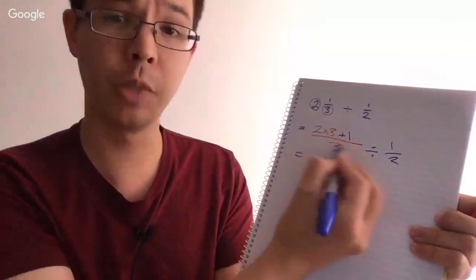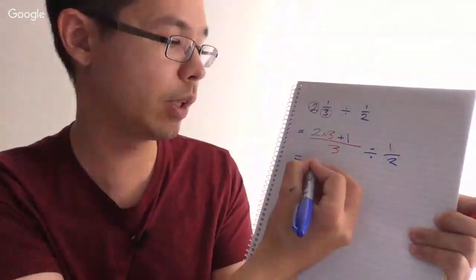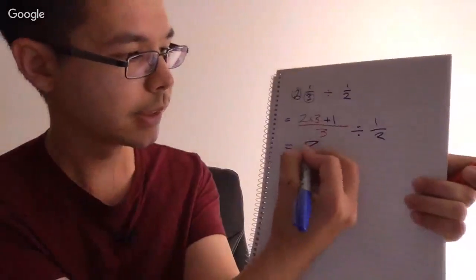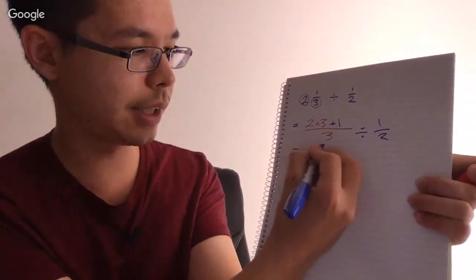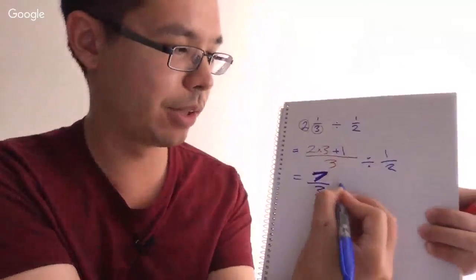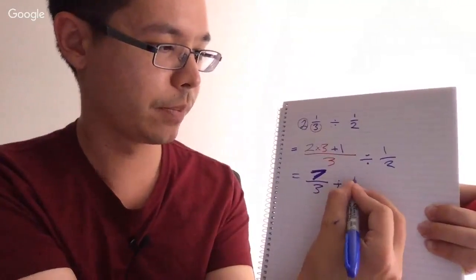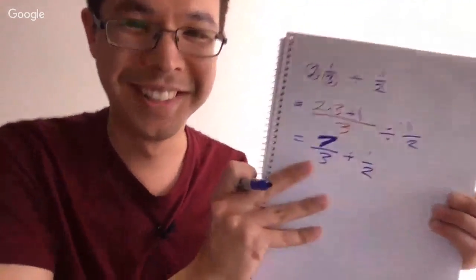And now let's work this. So 2 times 3 is 6 plus 1 gives me 7 over, that's a 7, not a negative. Sorry, 7 over 3, divided by a half. Oh God, I should.